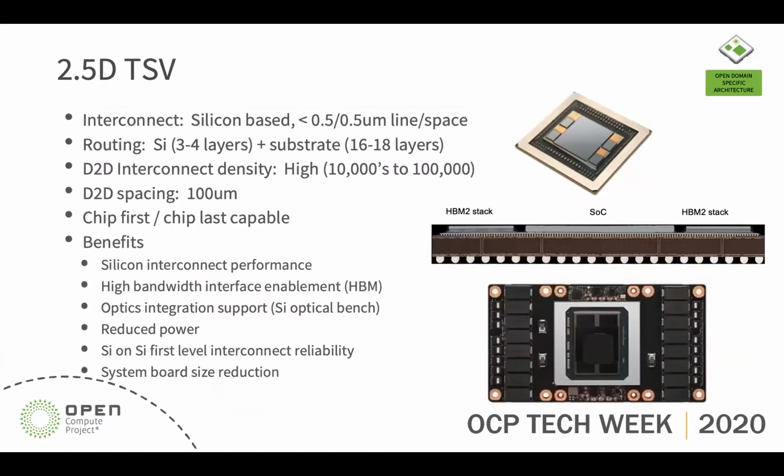And then, of course, 2.5D, here you have the traditional silicon-based interconnect solution. So now your sub-micron line and space, typically in the 0.4 range. Again, you have multiple layers, and now you can get extremely high die-to-die interconnects. This is certainly what enabled the interconnect of high bandwidth memory stacks in a lot of the initial applications.